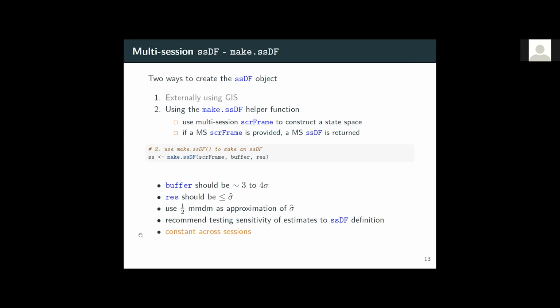And you can make arguments for not wanting to do that, and it would be very easy for us to extend this function to allow for different size buffers and different resolutions for each session. Okay, if I go off on a tangent here, if we imagine that we were thinking about two different species as a session for some reason, then maybe we might want to consider different buffers and different resolutions.